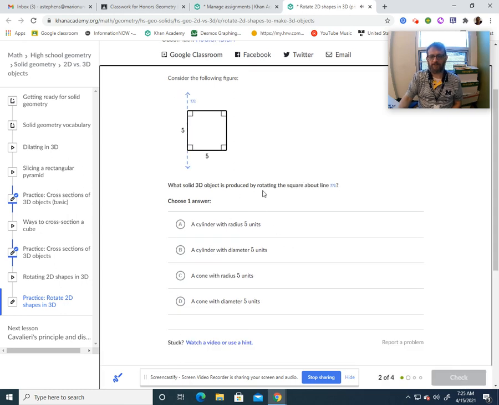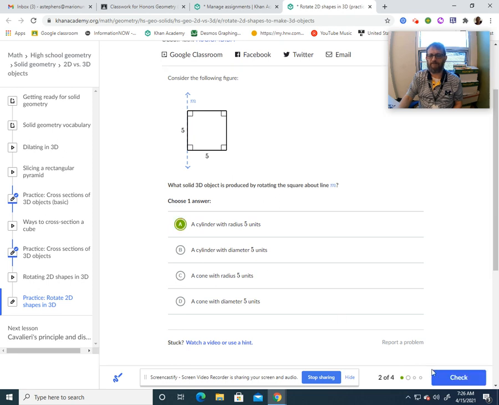Okay, what 3D object is produced by rotating the square about this line? So again, you're going to grab basically that edge and you're going to pull, and as you do, it's going to turn solid, it's going to loop around. Well, again, just like on the last one, when you have this line and we start pulling and it comes off the screen and it spins, that's making a circle. Well, we're going to have the same circle on the top and the bottom. Well, that clearly means we're going to have a cylinder. It's a circle on the top, circle on the bottom. And again, the radius is 5. The diameter would be 10. The radius is 5.